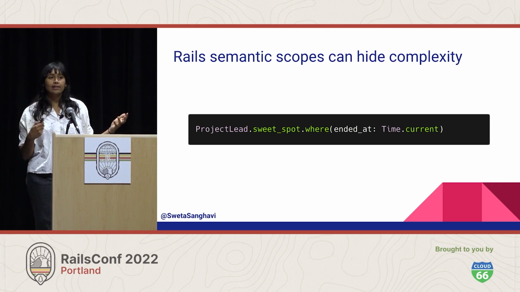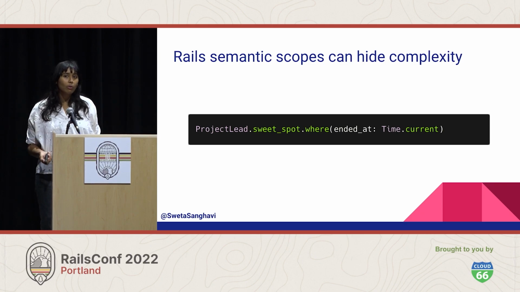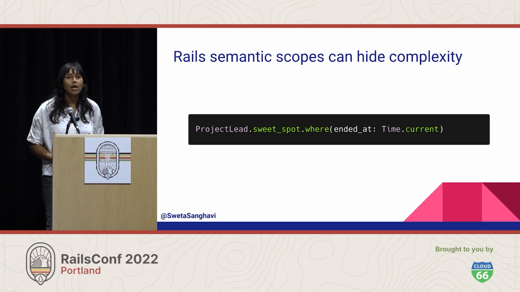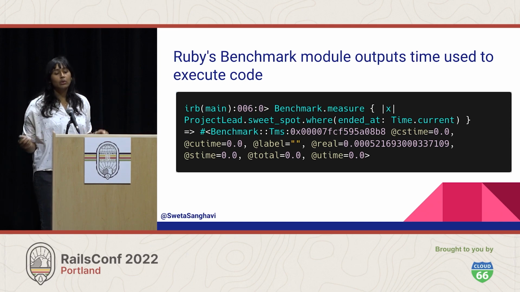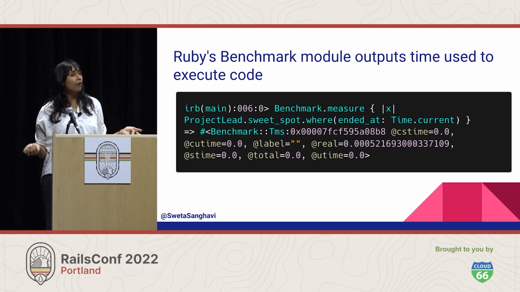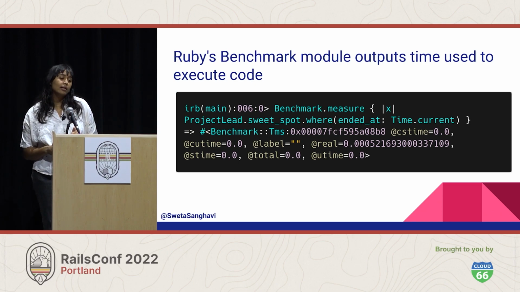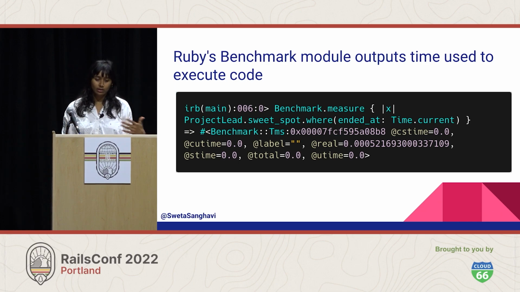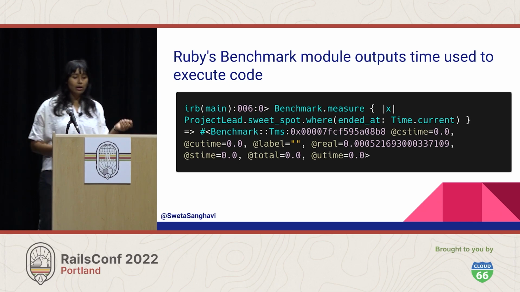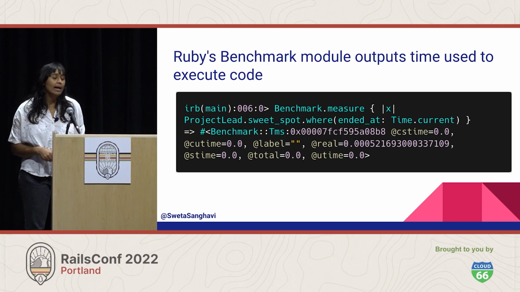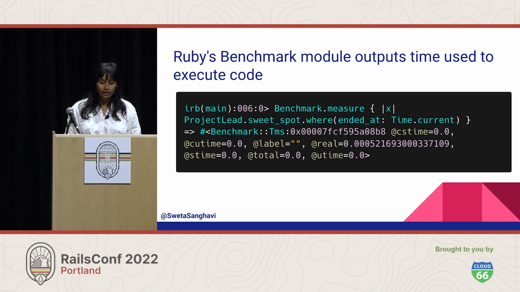When we have a case like this where we're wondering, is this the culprit of our performance problems? Our console is really our friend here. One thing we can do is use the benchmark library to check out what is the actual runtime of this. Benchmark's measure method is going to output how long it took to execute, and it gives you the third output, the real time in seconds, which is something that can be useful.